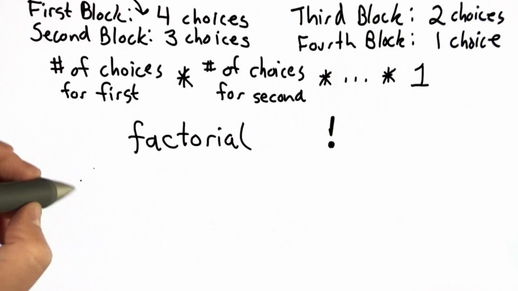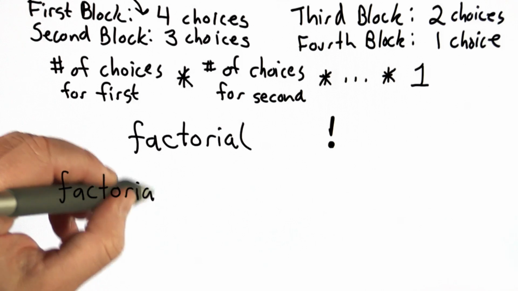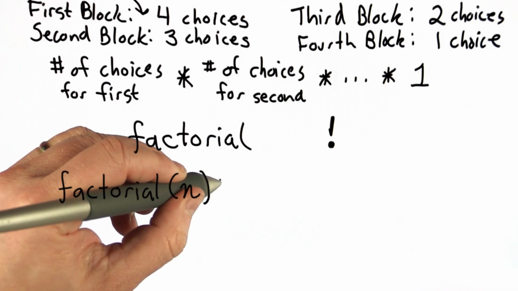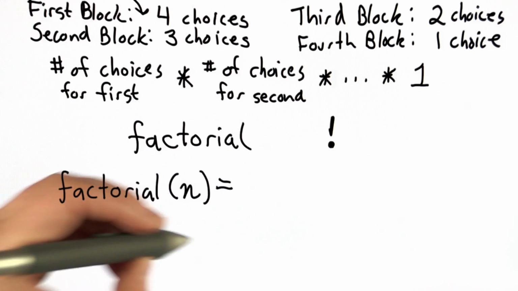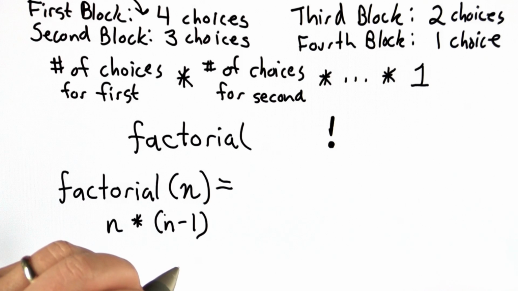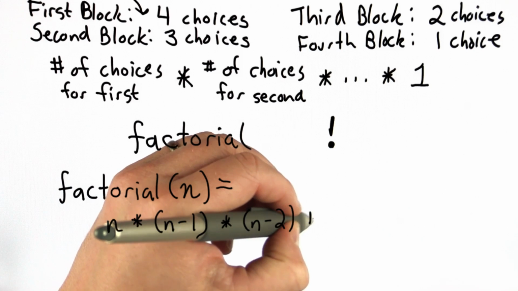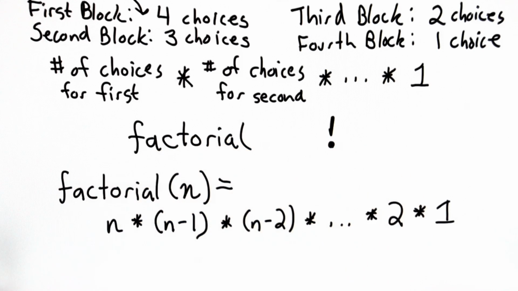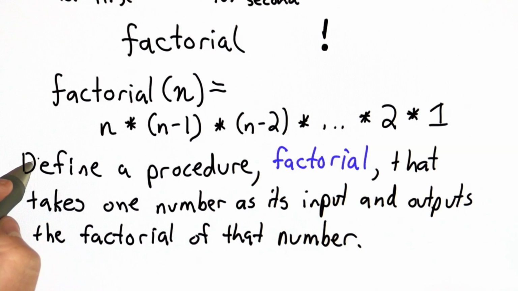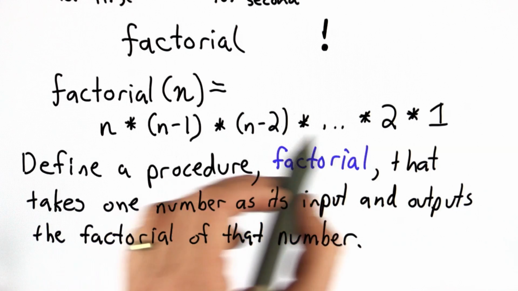A way to define factorial is, for any value n, we can compute the factorial, which is the number of ways of arranging n items, by multiplying n, which is the number of choices for the first item, times n minus 1, the number of choices we have left for the second item, times n minus 2, the number of choices for the third item, and so forth, all the way until we get down to 1. So your goal for this quiz is to define a procedure named factorial that takes one number as its input, the number n here, and outputs the factorial of that number, which we can compute by multiplying n times n minus 1 all the way down to 1.